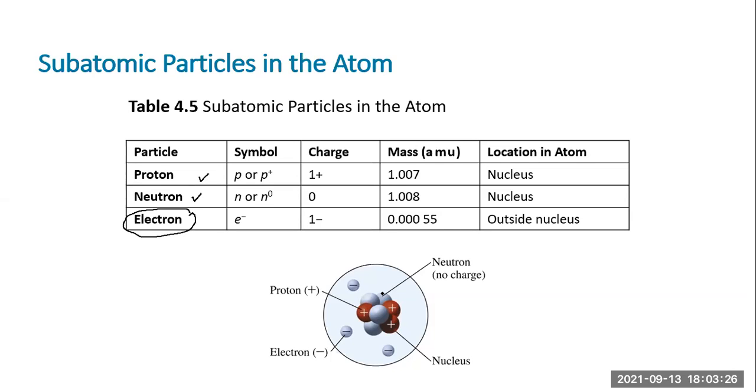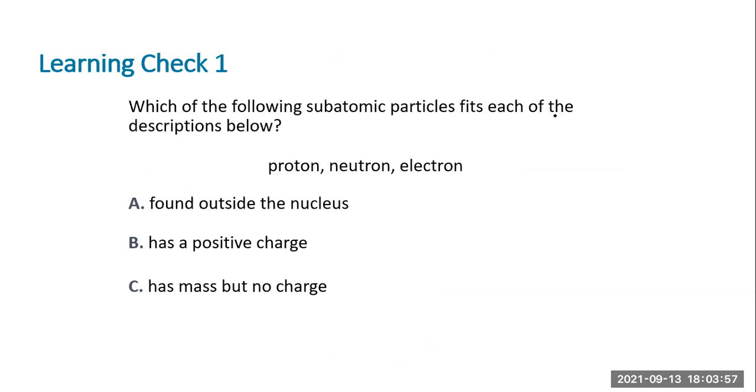Now, every single element will have protons, electrons, and neutrons, except for hydrogen. Hydrogen has one proton and one electron and no neutrons. So hydrogen is kind of special in certain cases, which is why it's to the left of the periodic table. But hydrogen is the only element that doesn't have a neutron. All other elements will have a proton, electron, and neutron.